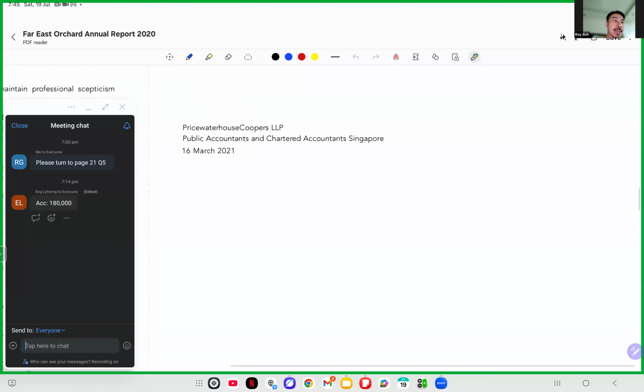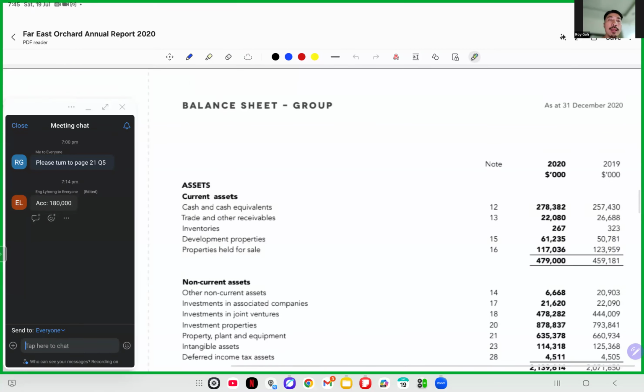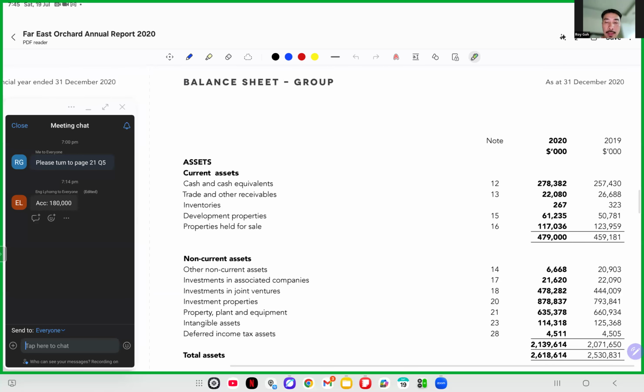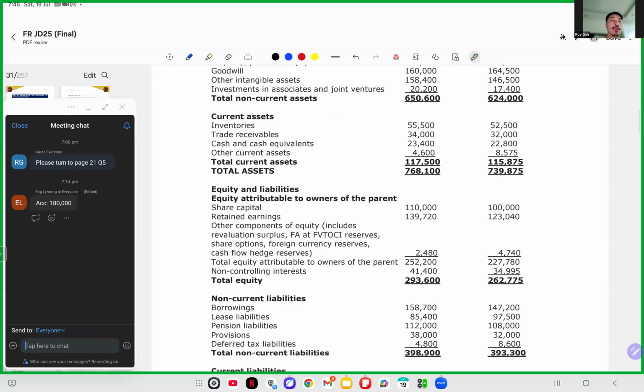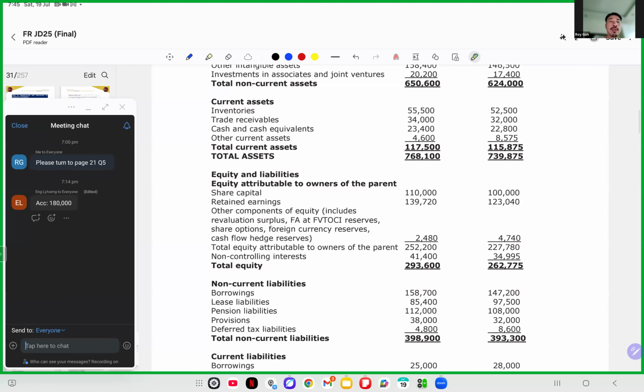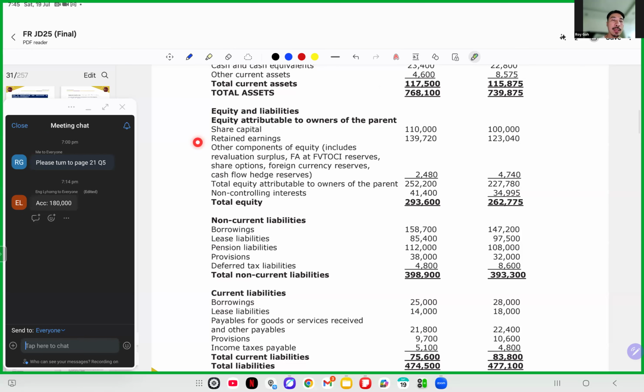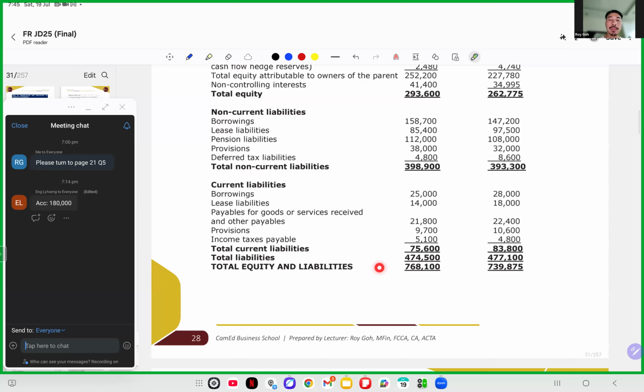PricewaterhouseCoopers are not wrong. It's just we show non-current asset first, followed by current. Then you show a total asset, equity plus liabilities. You get total asset, balance up equity plus liability. You follow the accounting equation of asset equals equity plus liability, the accounting equation.